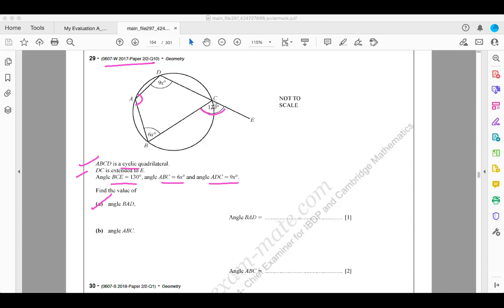So first thing is that, see, this is 130, so this angle is going to be 50. So 50, and this is again going to be 130. So this angle is 130, BAD. Now for angle ABC, you have to use the cyclic quadrilateral again. So 9x plus 6x is basically 15x. This should equal 180 because opposite angles of a cyclic quadrilateral add up to 180.